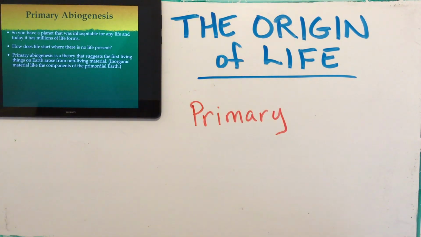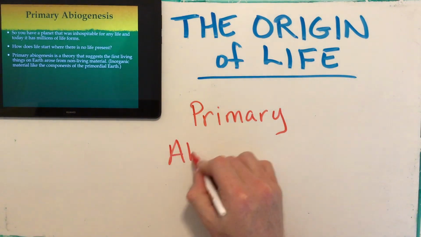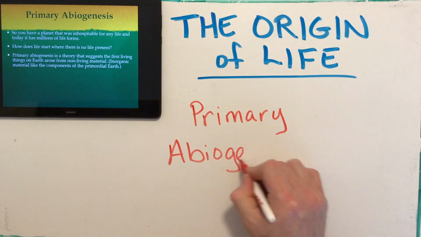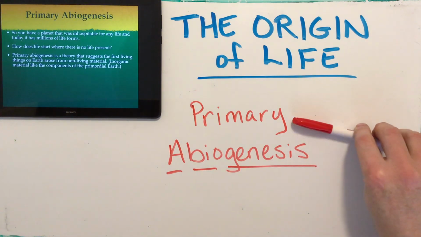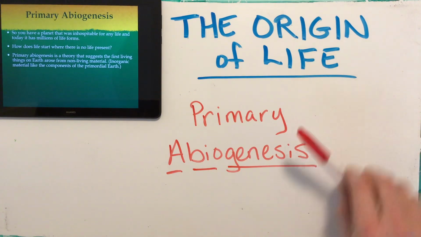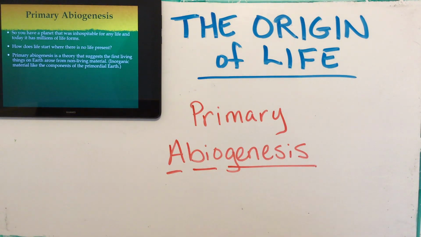Now we know primary means the start of something, the initial, right? The beginning. And then there's abiogenesis. Now A means not or none, right? Bio is life and genesis is the creation of. So basically what this is saying, it's the start of life from a place where there's no life there to create it from. Right? So that's what that kind of means there.